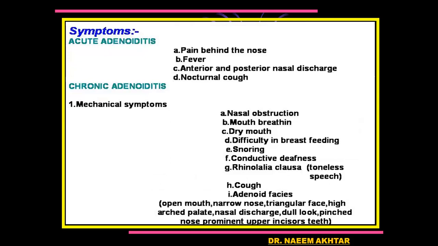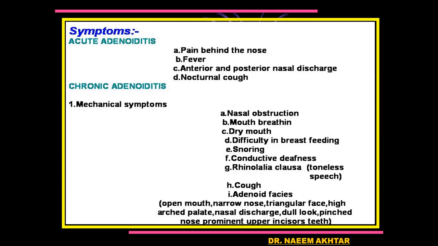It can be of two types. Adenoiditis may be acute adenoiditis or chronic adenoiditis. If the patient presents with acute adenoiditis, then the symptoms will be pain behind the nose, fever, anterior nasal discharge, and sometimes posterior nasal discharge. And the patient will also have nocturnal cough.